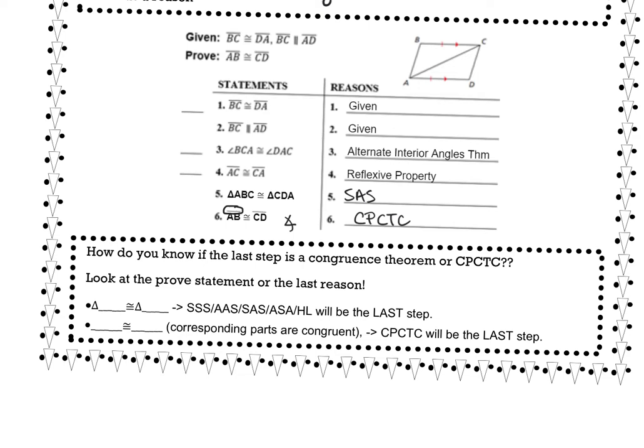So essentially, if you are using one of these, the SSS, AAS, SAS, ASA, HL, and it has a triangle like this, then that tells me that it's a congruence theorem. It's one of these, okay? If you are talking about something that has the line or the angle symbol, then that tells me that I can then use CPCTC, okay? So these right here tell me CPCTC, and the pinks tell me that it's going to be SSS, and so on and so forth.